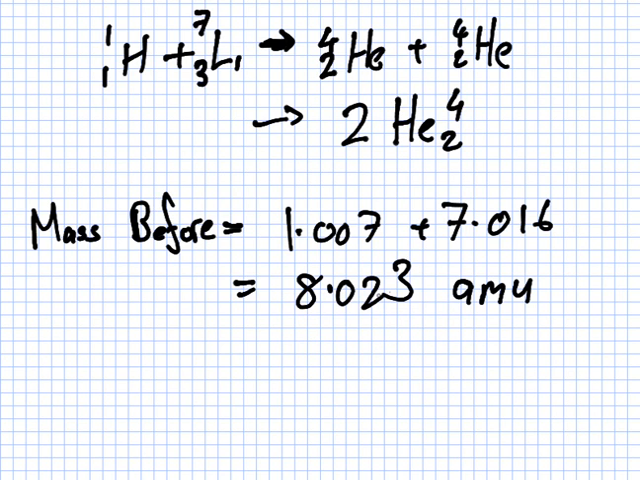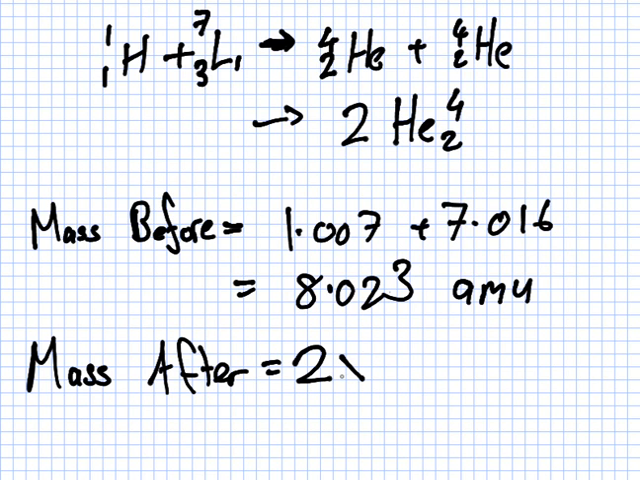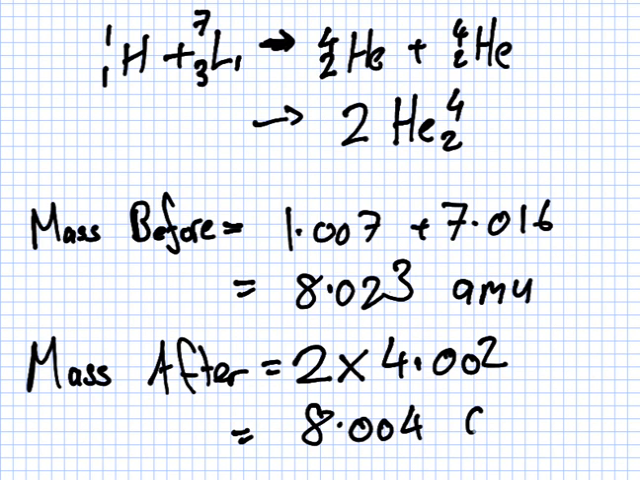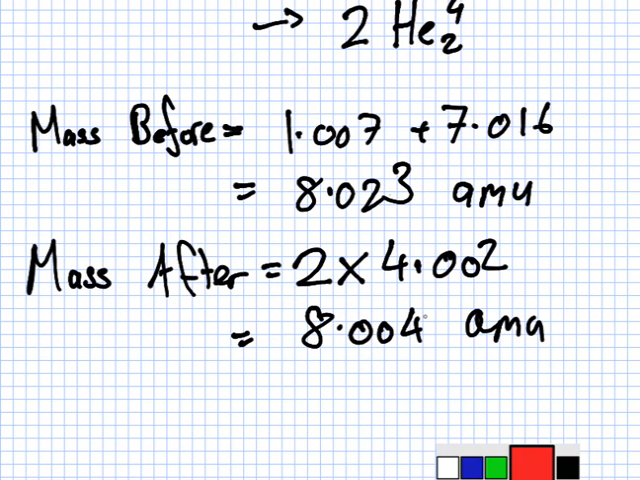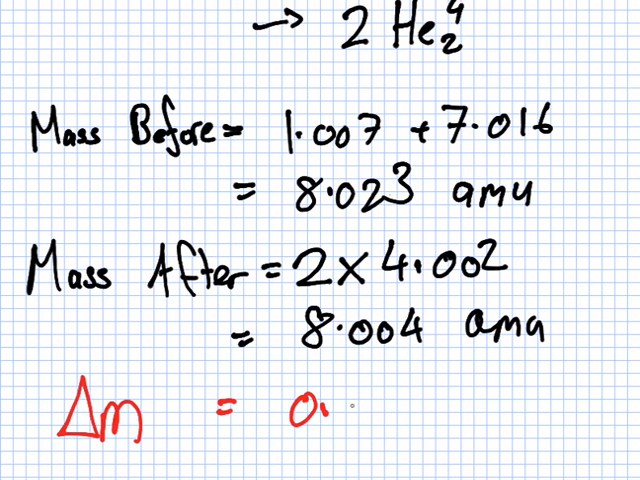The mass after equals 2 times 4.002. So that equals 8.004. So the lost mass is equal to 0.019. Okay.